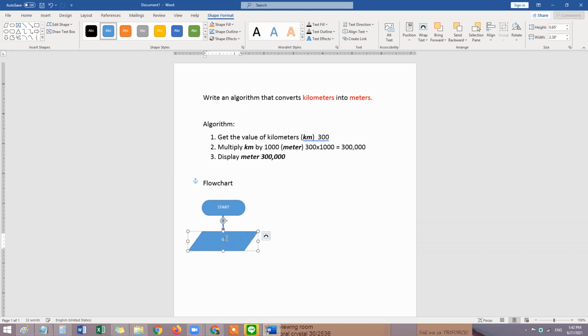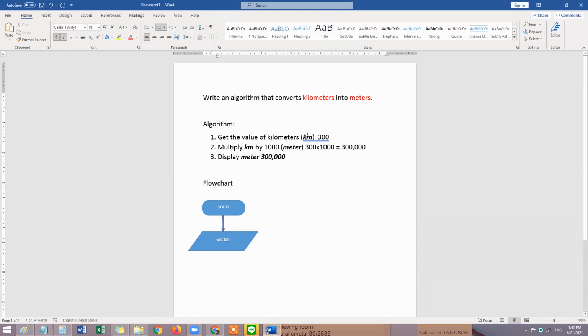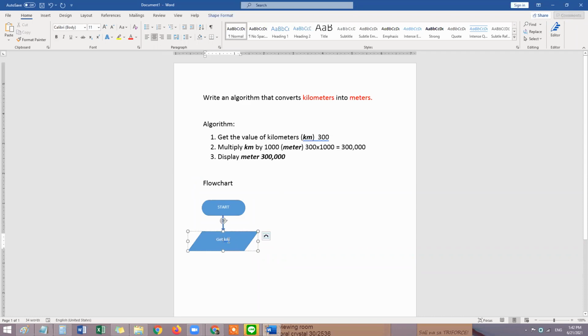We can say get km. Simple as that, because we have the variable name, which is km. You can actually use the word get or insert or enter. Those are the words that we can use when we want to get something or get the data. Okay, get, insert, enter.